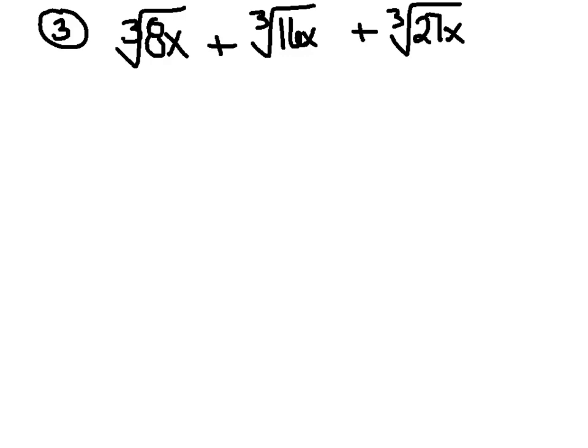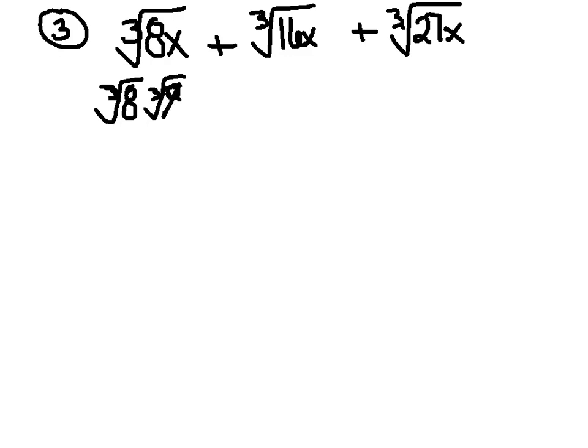We've got to remember that our little index is a 3. If we don't throw the 3 in there, then it's going to appear as if it's the square root, and that would totally change the problem. Now, as I look at this first term, I'm going to break it into the cubed root of 8 times the cubed root of x.